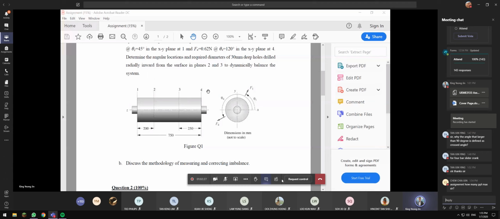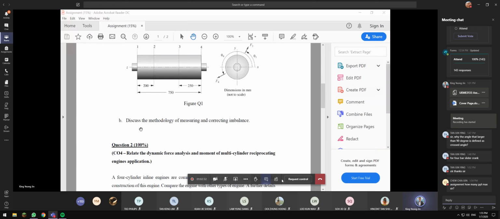Okay, how many people per group in the assignment I will brief later. So we go through the questions. You have to discuss the methodology of measuring and correcting imbalance. Maybe you can give an example like car tire balancing, car wheel balancing. How do they do it? It cannot be too layman a term, so you have to explain what the machine does. I believe the majority of you have seen how the technician in the workshop does tire balancing. If not, you can go and watch on YouTube.